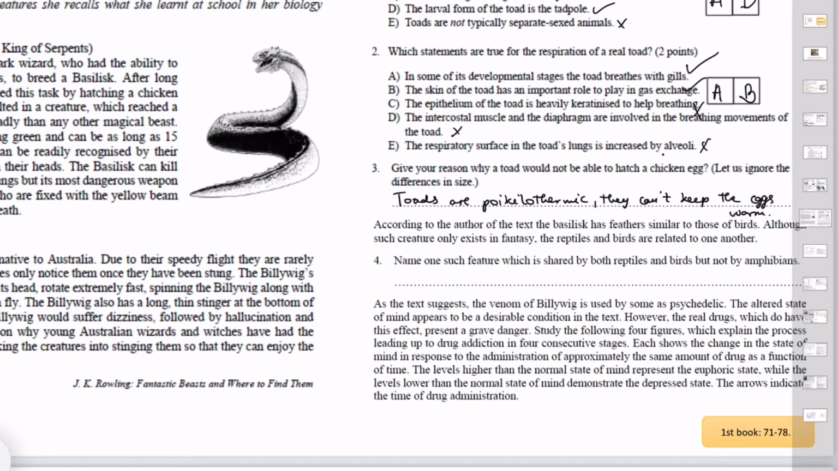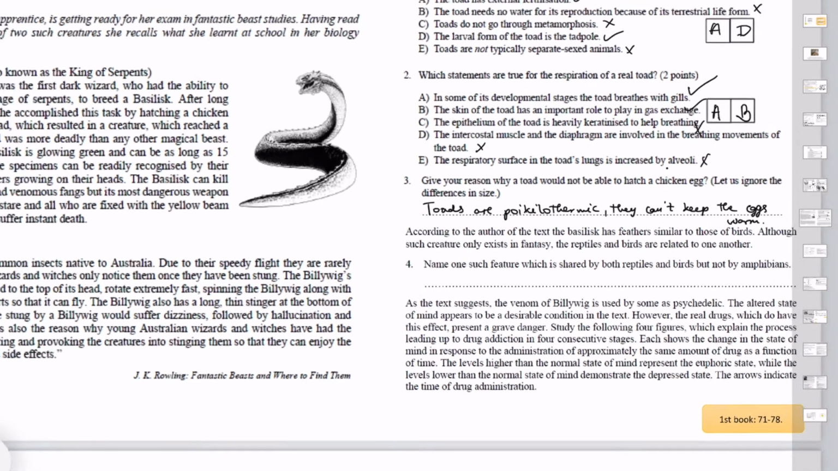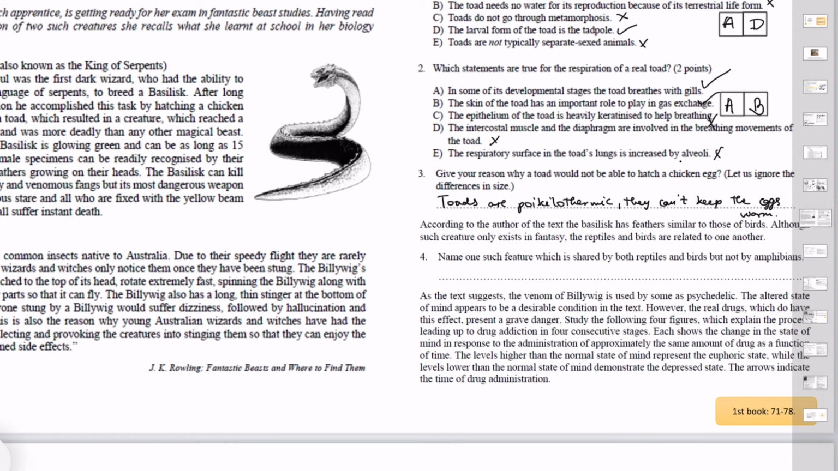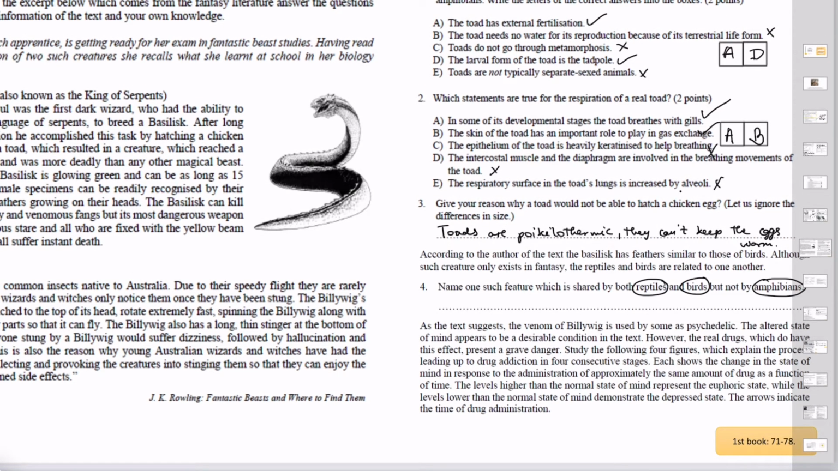Although such a creature only exists in fantasy, reptiles and birds are related to one another. Name one such feature which is shared by both reptiles and birds, but not by amphibians. Okay, so we need to compare reptiles, birds and amphibians. Reptiles and birds have internal fertilization, while amphibians have external.